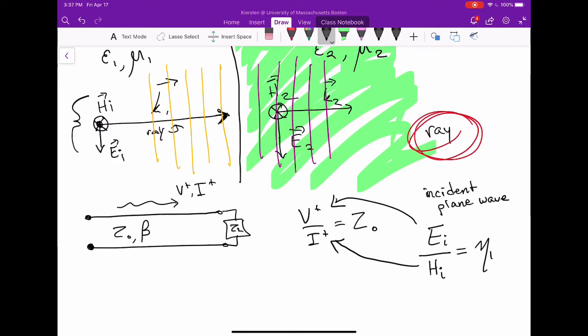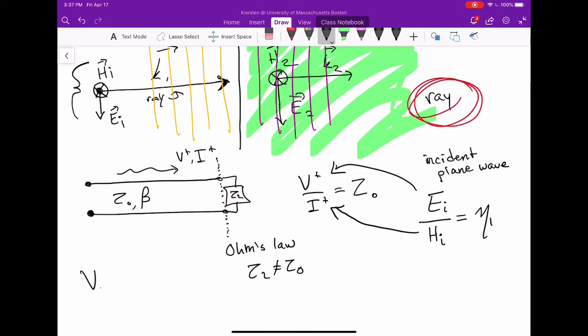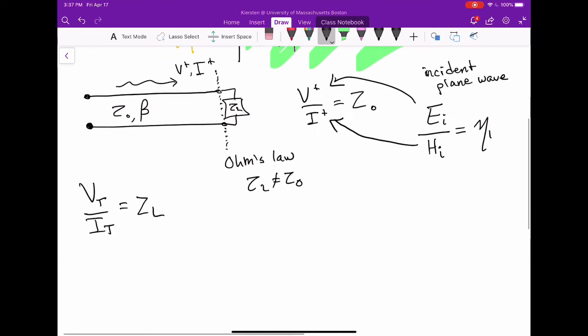Now on a transmission line, when V plus and I plus arrive at this boundary that is the load, they have to do something in order to satisfy Ohm's law here with a different value of impedance, right? ZL is not equal to Z naught. And that's how the reflections arise. Reflections arise so that V total over I total is equal to ZL, and V plus plus V minus, this is the reflected wave, is equal to V total, and I plus minus I minus, because of the different directions of the current, is equal to I total.